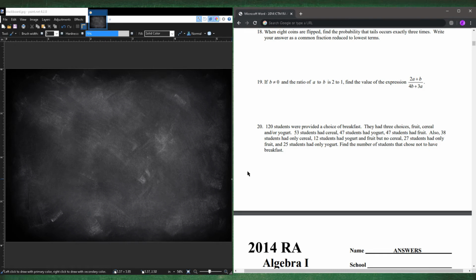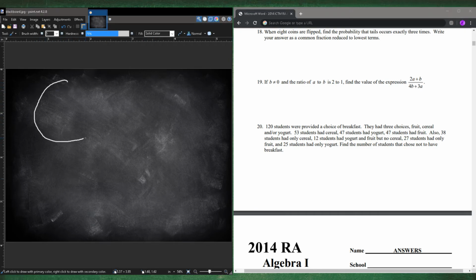Question 20. 120 students were provided a choice of breakfast. They had 3 choices: fruits, cereal, and yogurt. So this seems like a Venn diagram question, so let's make a Venn diagram. Let's make a better circle. So they said fruit, cereal, yogurt.